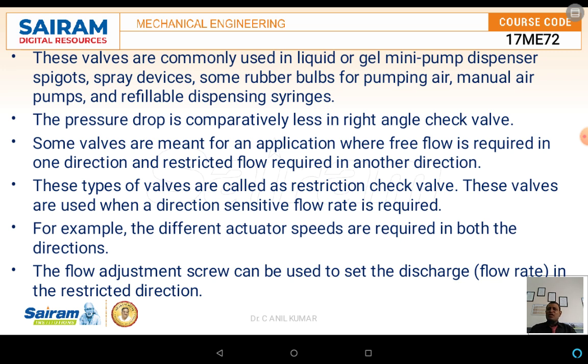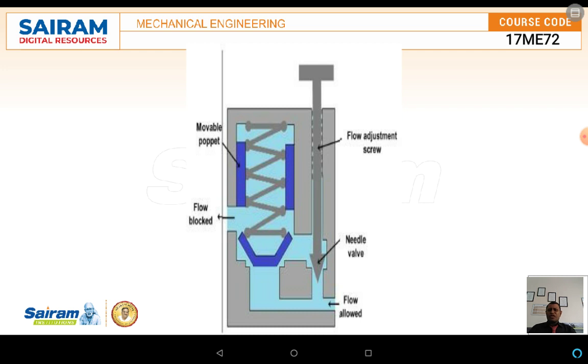These valves are used where direction-sensitive flow is required. The flow adjustment screw is also there. By adjusting the flow rate, the restriction in the direction can also be adjusted. The schematic diagram shows the restriction type check valve or restricted check valve.